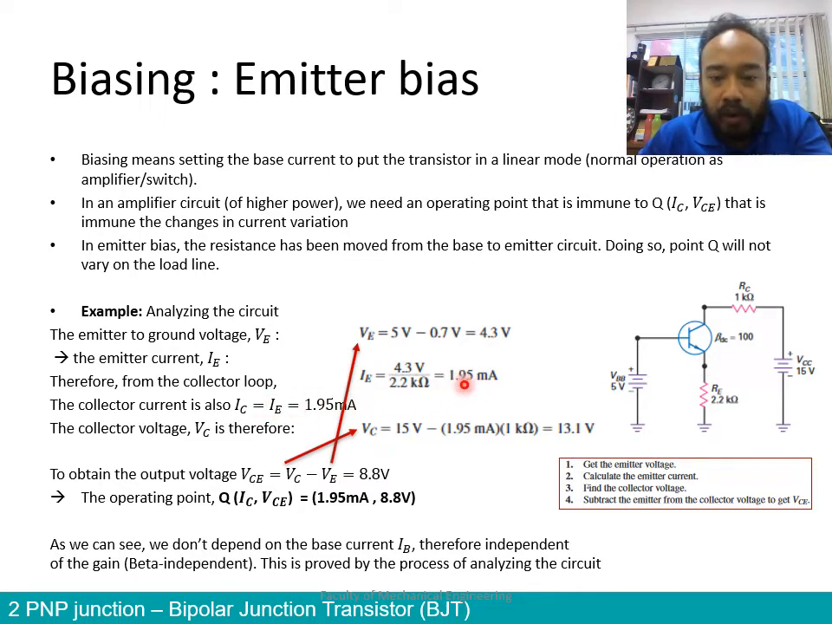Therefore, what we can deduce is that the current IE will be very close to the current IC, because the current IB is very, very small. When we consider that, we could say that IC equals IE, therefore IC also equals 1.95 milliamps.